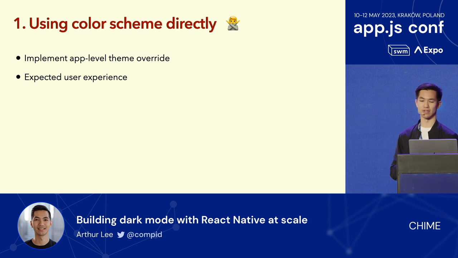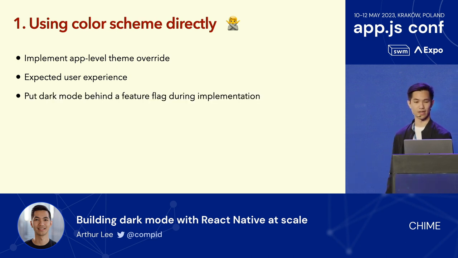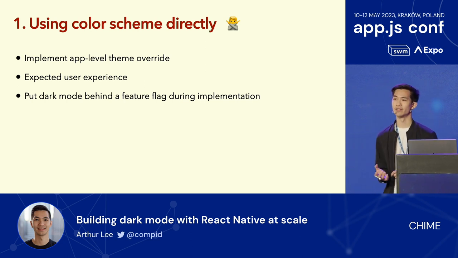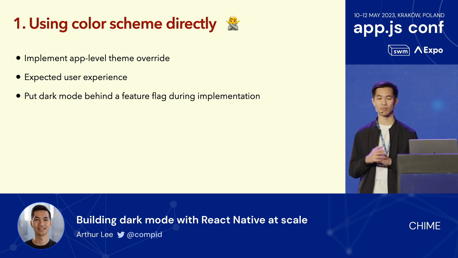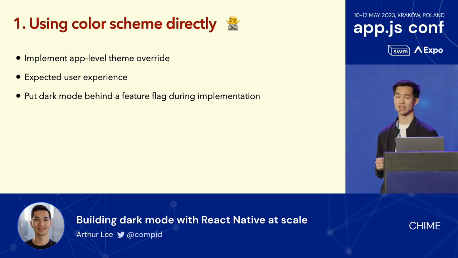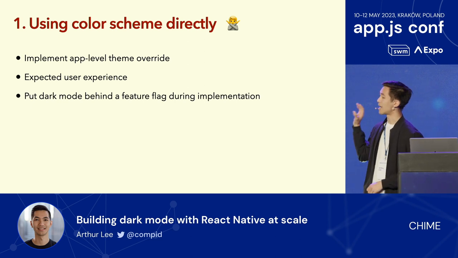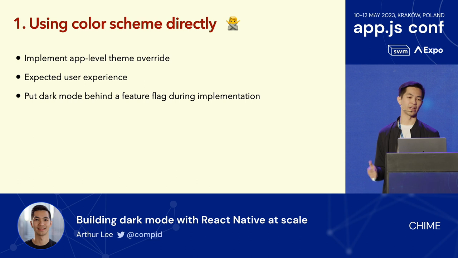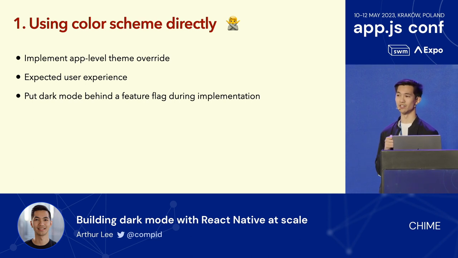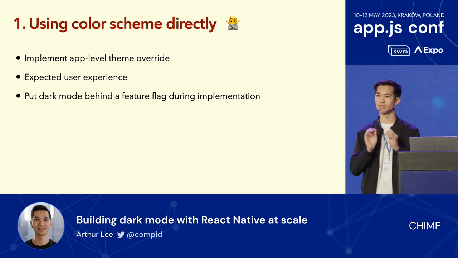But there's actually one other reason why this is super important, and that's to do with feature flagging. So at Chime, and in many other larger companies, we practice trunk-based development. This means that developers are often integrating their changes into the main branch, and we use feature flags to roll out features instead of the mobile release. By having an app-level theme override, we're able to put the theme switcher behind a feature flag and force all of our public users to be on light mode while we're still working to finish and polish dark mode internally.